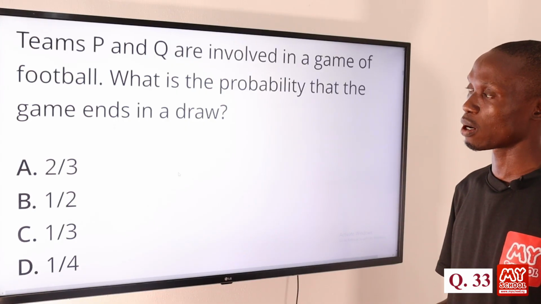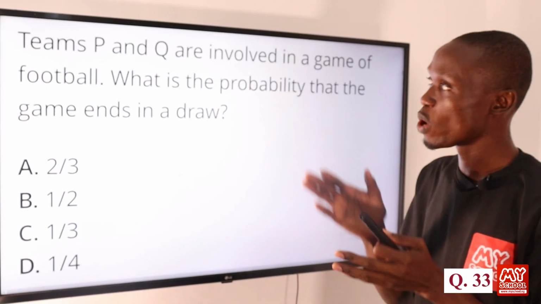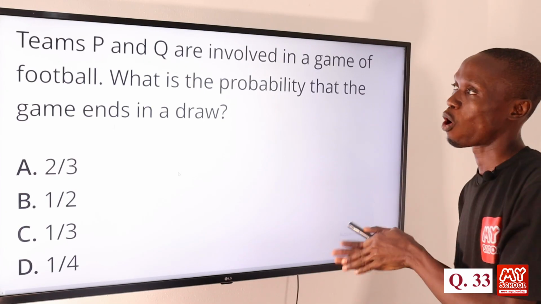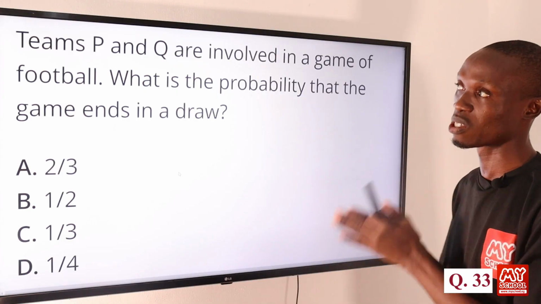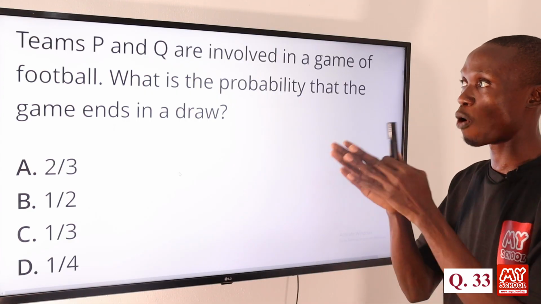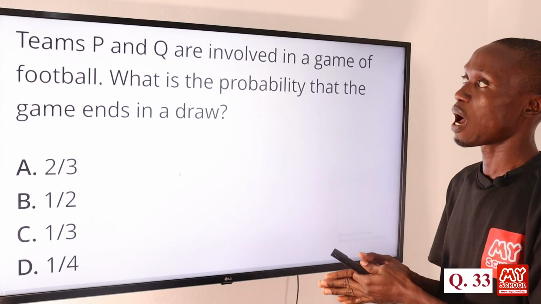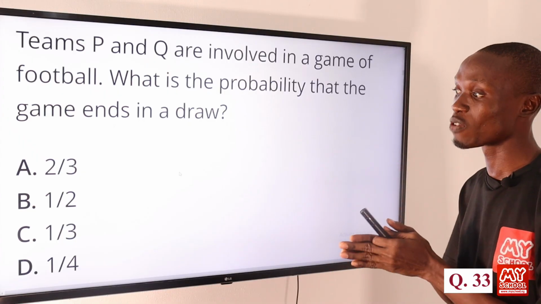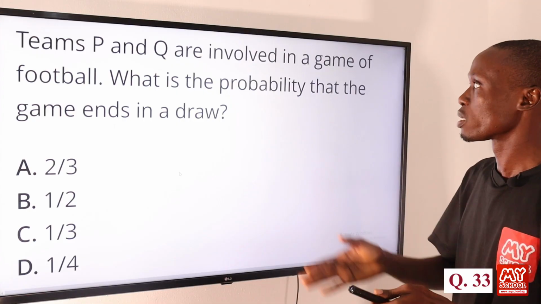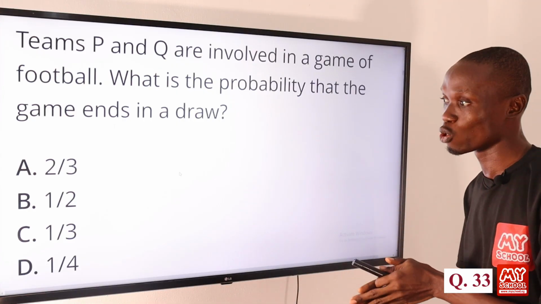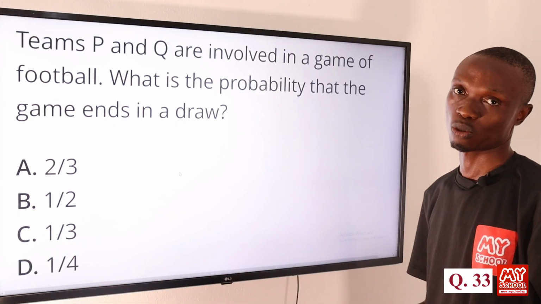Okay, so for the game to end in a draw, first of all, it will be either P wins or Q loses, or Q wins and P loses, or they draw. So in that case, we have 3 outcomes. Okay, so for P to win, we have 1 over 3. For Q to win, we have 1 over 3. Okay, and for both of them to draw, we also have 1 over 3. Okay, so the probability that the game ends in a draw is equal to 1 over 3, and that makes option C the correct answer to this question.